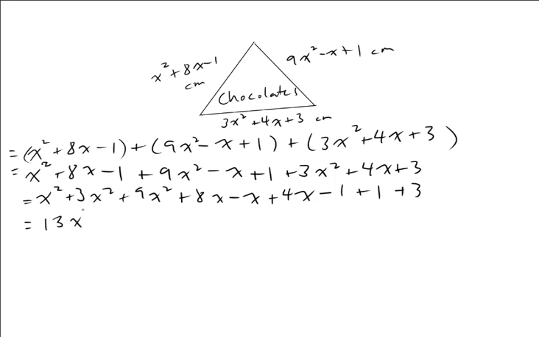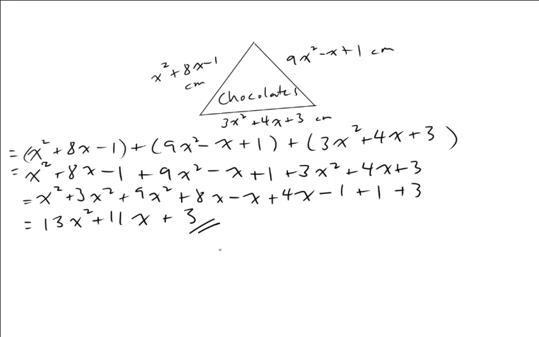So we have 13x squared, right? 1 plus 1, just x squared plus 3x squared plus 9x squared. Adding up the coefficients, that just gives you 13, which gives us 13x squared. Next, for the x terms, we have 8x minus x plus 4x, which should give us 11x, right? And then the constants, minus 1 plus 1, just cancel out to 0, and then you have a plus 3. Alrighty. So this is the general answer, the general perimeter of this box of chocolates.